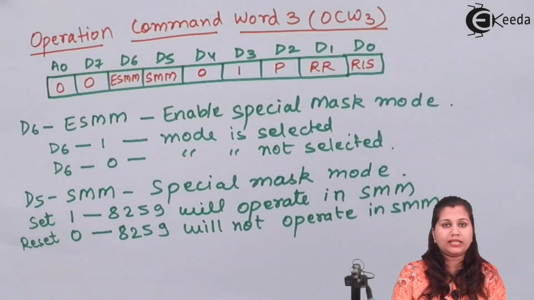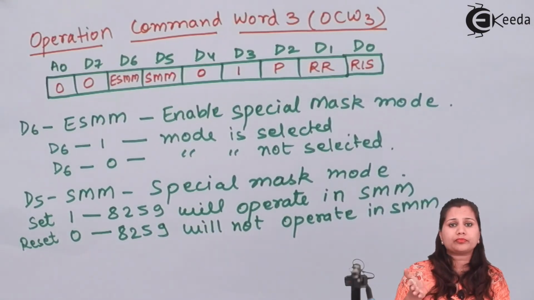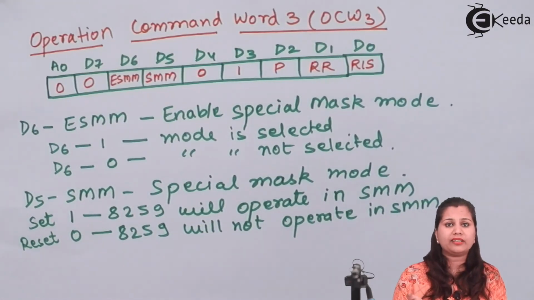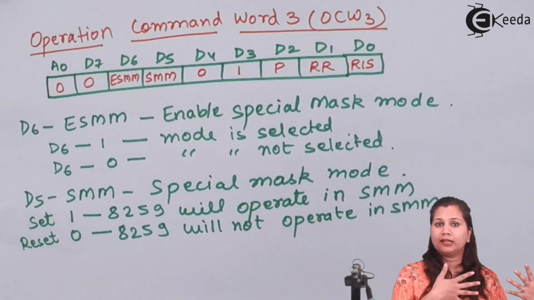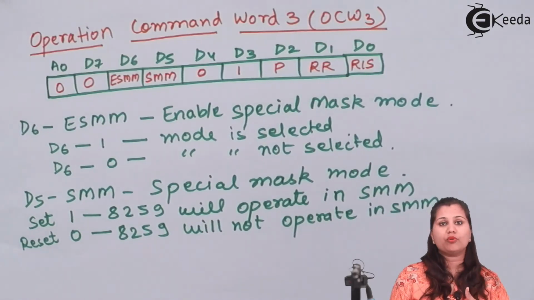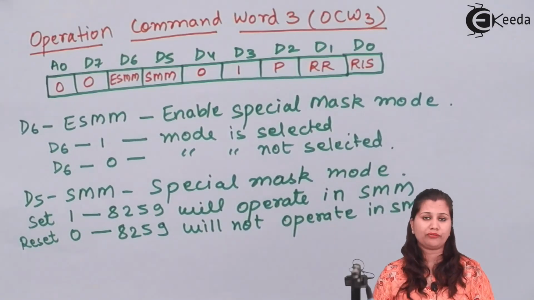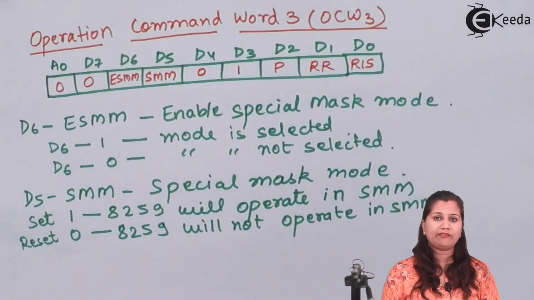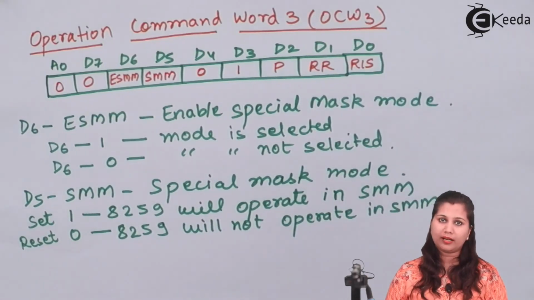All these three operation command words are used to initialize or use the 8259 IC in various modes of operation. We know that 8259 can work in various modes like specific mode, rotation mode, and end of interrupt mode. There are various modes; there are 11 modes of 8259. All these 11 modes can be selected using these three operation command words.